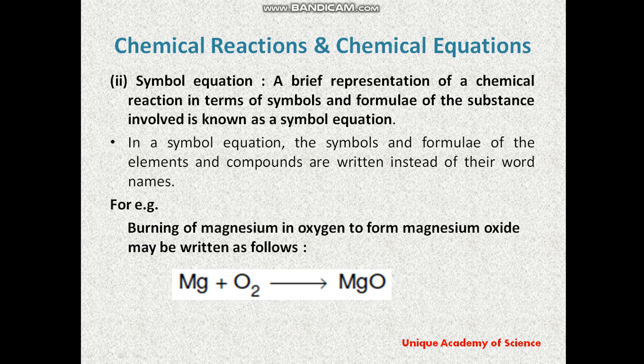Here we use the symbol for particular elements. Magnesium is represented by the symbol Mg, and oxygen gas is represented by O2. This is the left side reactant, and the arrow indicates the product. MgO means magnesium oxide is produced, so the chemical formula is MgO. Okay, so this is the second type of chemical equation.